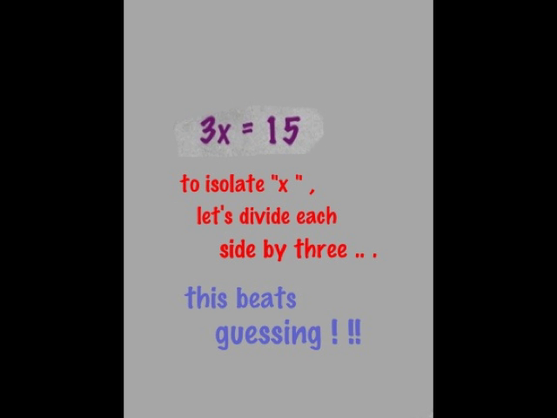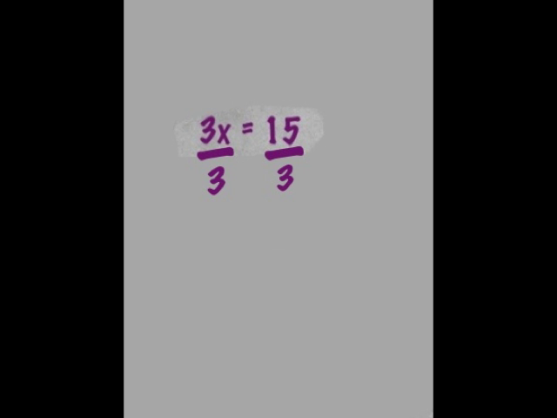Okay? Sure beats guessing, right? Okay, and the way we write it is the way we saw earlier. Instead of using the traditional little division sign with the line and the 2 dots above and below, we draw a line underneath 3x, and we put a 3.